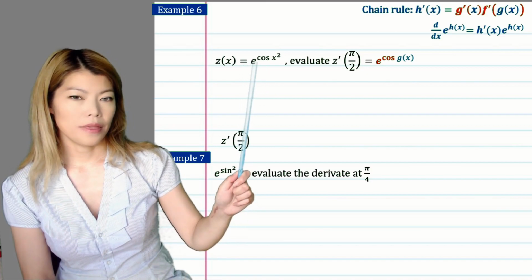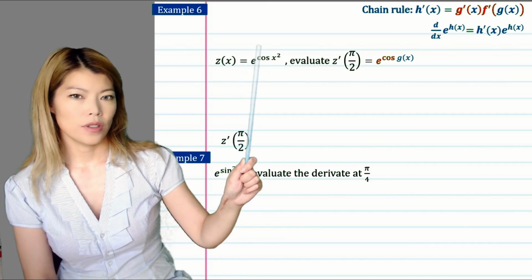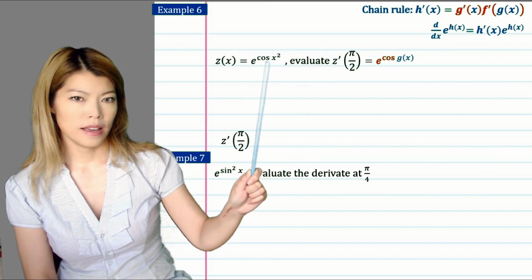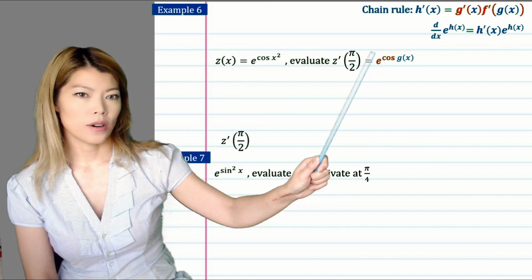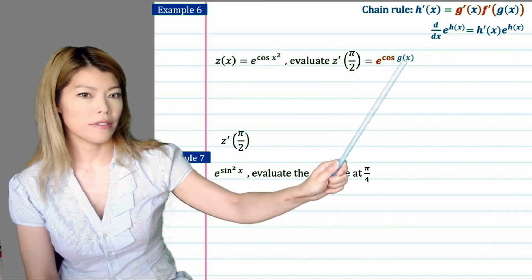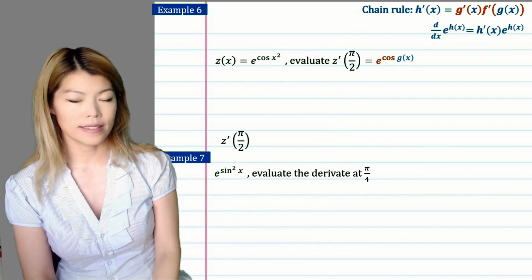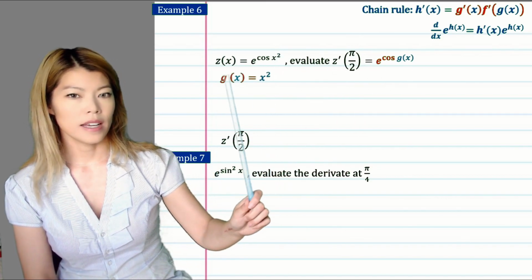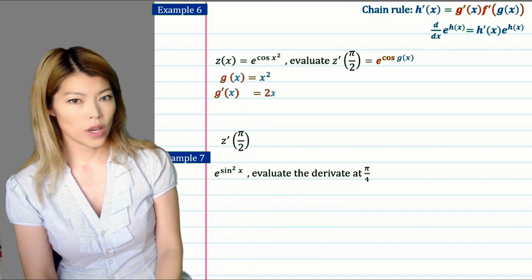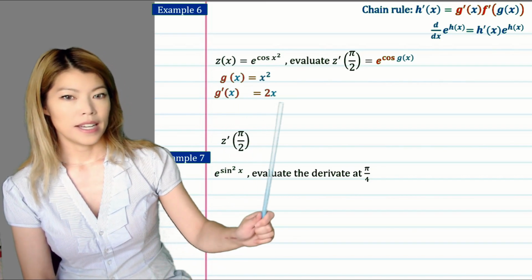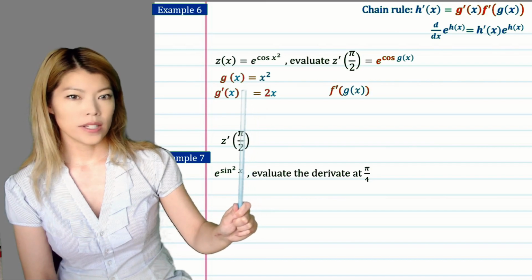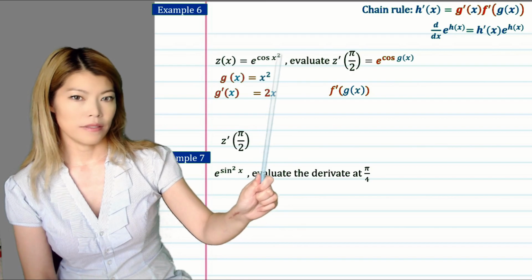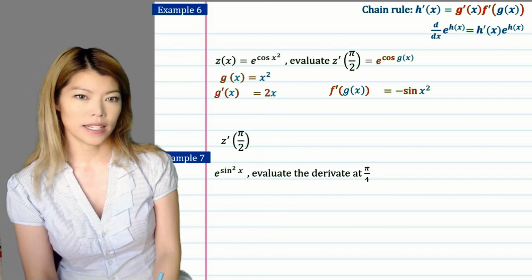So we can see that at the moment we have e to the cos x squared. So h of x is cos x squared, but cos x squared is actually a combination of cos and another function. So we can use the chain rule for this. So let's derive g of x, which is x squared. So the derivative of g of x is 2x. Now, the derivative of cos x we know is negative sine, and because we have x squared, we have negative sine x squared.